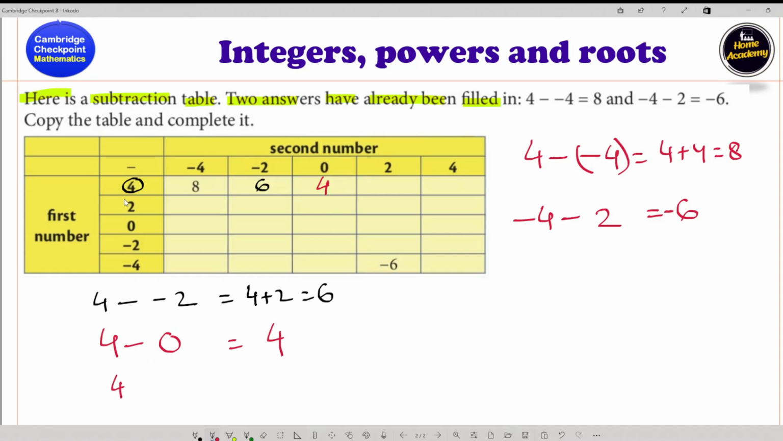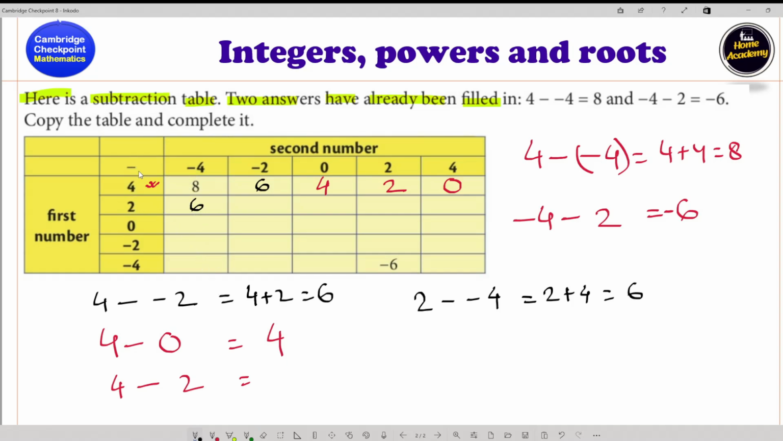Next 4 then minus these 2. So the answer is 4 minus 2 is 2, and 4 minus 4 is 0. Okay, now next, so number 4, first row done. Next one, 2. Okay, 2 minus minus 4. So minus and minus is plus, 2 plus 4 is 6. So here is 2 minus minus 4, here is 6.